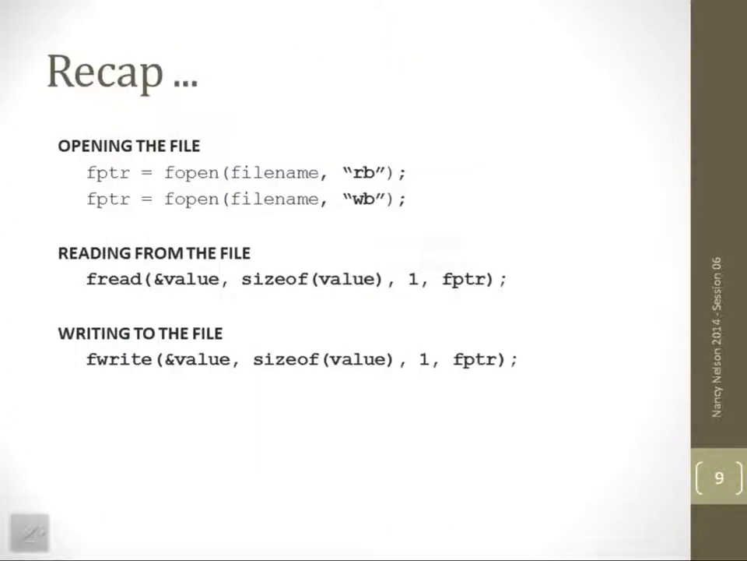So to recap, when we're working with binary files, our file open to read or to write has to include a B to indicate a binary file. Then when we're reading from the file, we're going to use fread. We're going to say the address of where we want the variable we're reading to be stored, how big it is, how many there are, and our file pointer. When we're writing, again, we're going to provide the address of the value we want to write, how big it is in bytes, how many of them, and the link to the file.